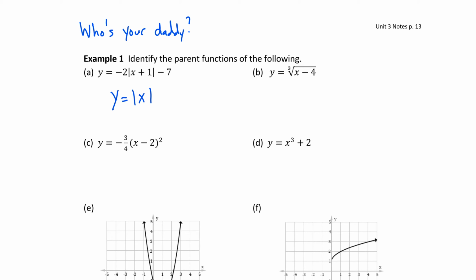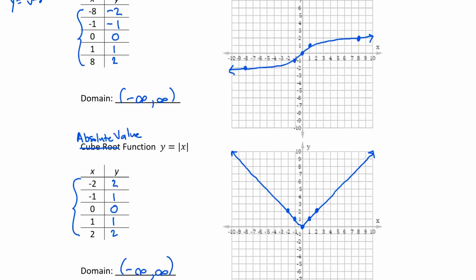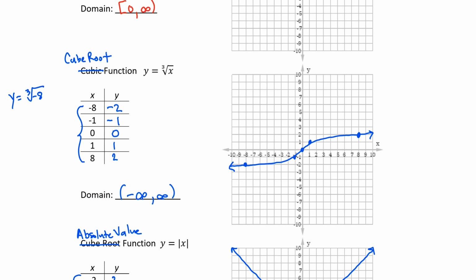Okay, let's look at example B. y equals the cube root of x minus 4. Again, I'm going to ignore all the details, the constants that are there, and I want to know what is the basic nature of that graph. Who's the daddy? Can you figure it out? I hope you said cube root of x. Okay, so when I graph cube root of x minus 4, essentially it's going to look like this. It's just going to be shifted a little bit.